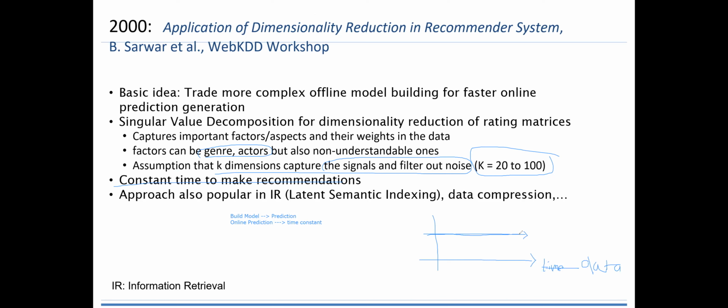Then they tried to use this as one of the early models, and it has become popular until now. This approach is also popular in IR. What is IR? Here I put IR as information retrieval. You can use latent semantic indexing, data compression, etc. So until now, singular value decomposition is still useful for the recommender system.